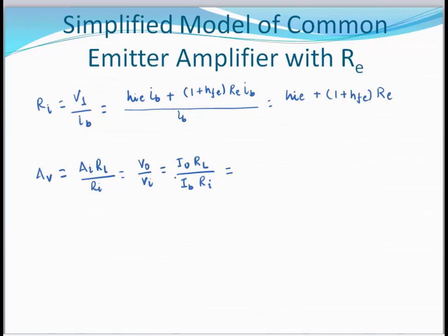And this is nothing but a current gain, so this is AI equal to RL by RI. So we can write here AI we have calculated, that is minus of HFE RL by RI is equal to HIE plus 1 plus HFE RE.